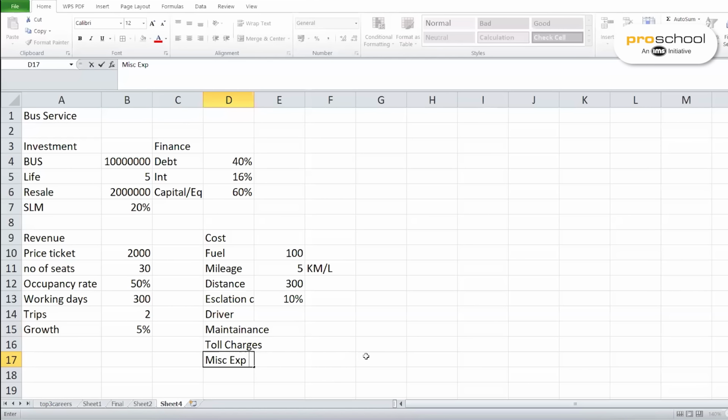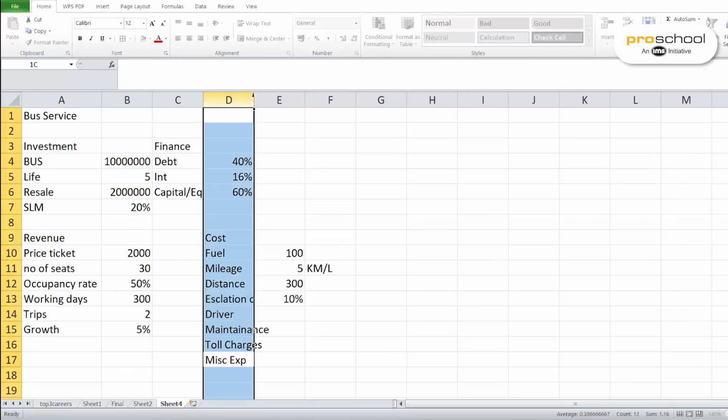Sometimes of course the bus will break down in the middle. Then there will be some repair cost. Then driver might sometime overspeed. So there will be challans. So all those miscellaneous expenses we are taking into account, right? So everything we are taking trip wise.